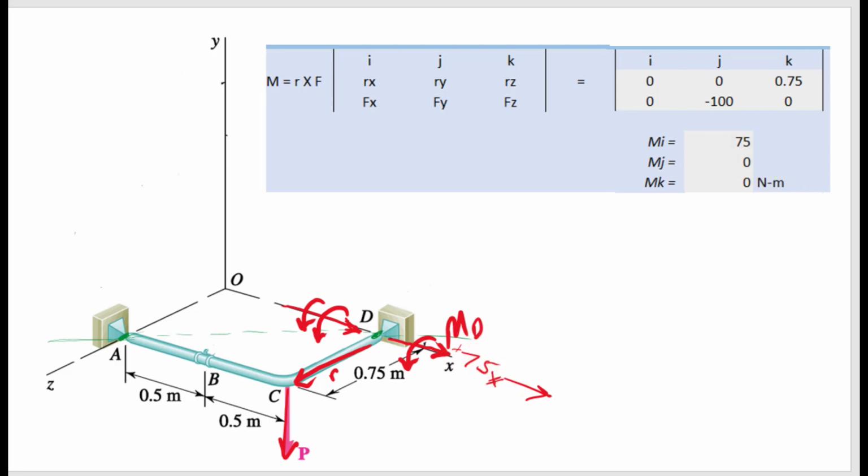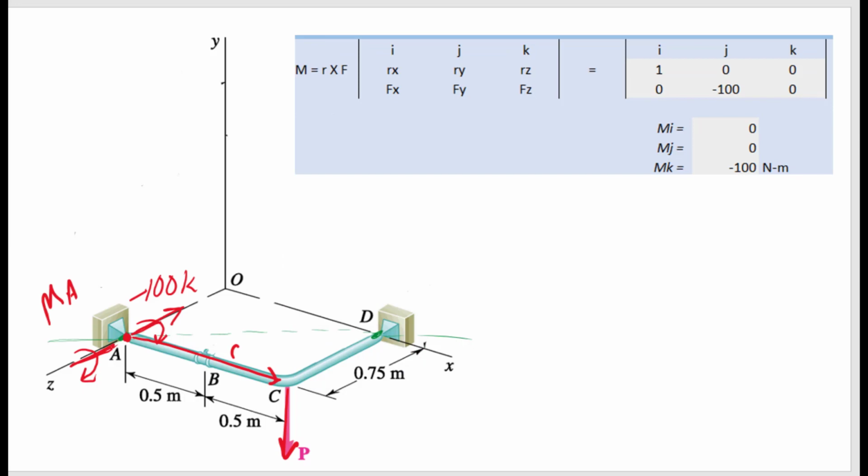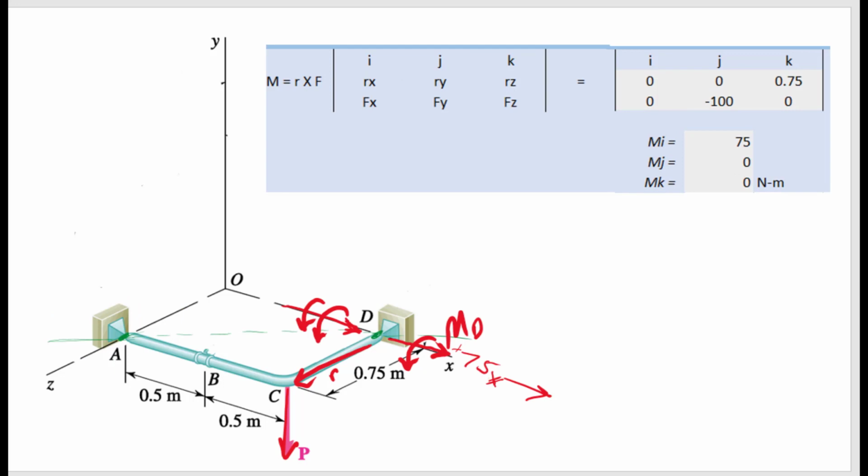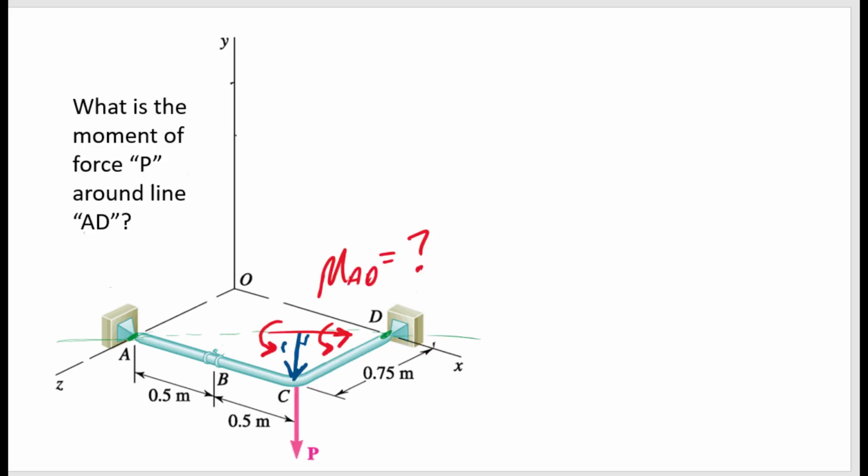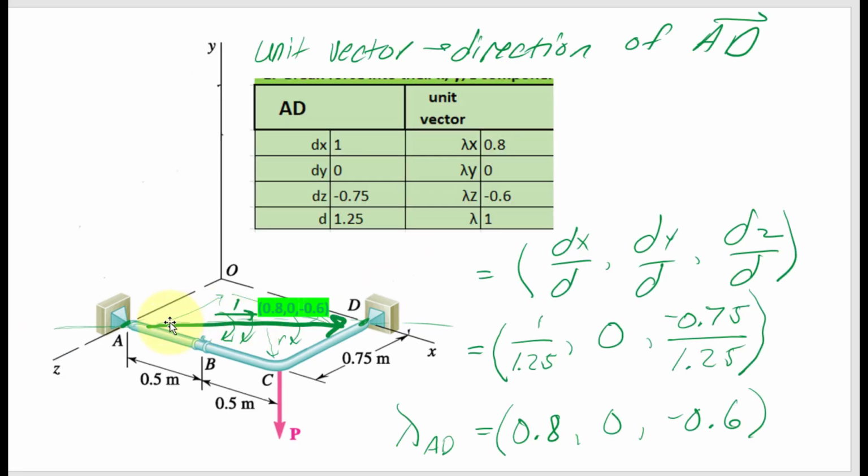Okay, but we don't want the moment around the z-axis. We don't want the moment around the x-axis. We want the moment around this AD direction, and that is where a dot product comes in. Before we can use a dot product, we need to get the unit vector of what AD is.